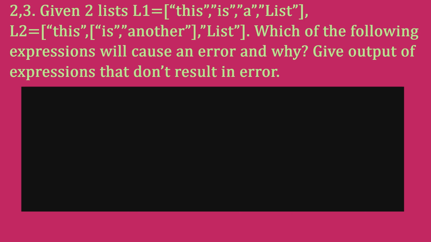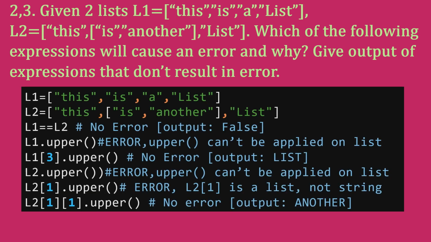Now question number 2 and 3, given two lists L1 and L2. Here L1 is a list containing some strings and L2 is also a list containing substrings as well as one nested sublist. Which of the following expressions will cause an error and why? Give output of the expressions that don't result in error. So you can see these are all the expressions. First one L1 is defined over here, then L2.